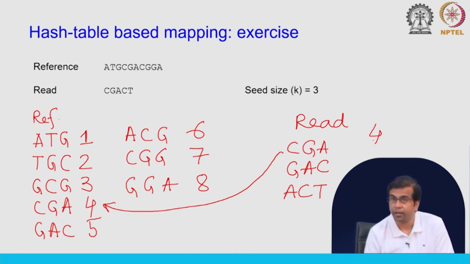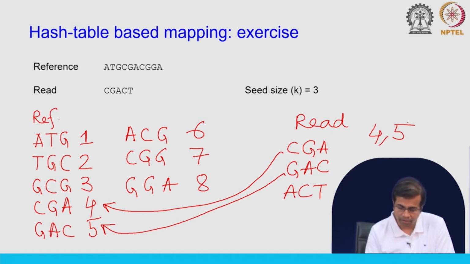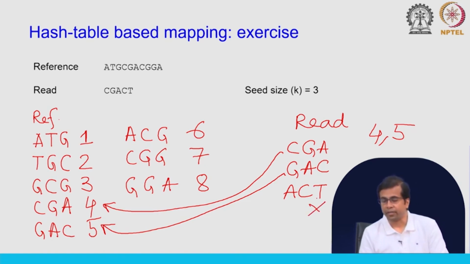What about the next one, which is GAC? So it seems GAC is here, 5. What about ACT? Can you find ACT anywhere? I do not find ACT in the hash table. So we cannot find this one. Okay. But out of these 3 seeds from the read, we have located 2 of them, and they are located at position 4 and 5 in the reference sequence.